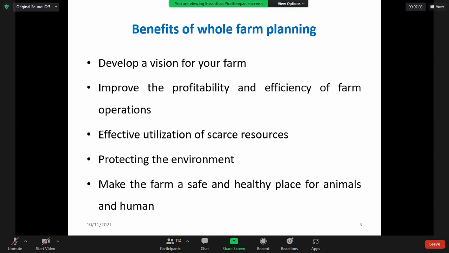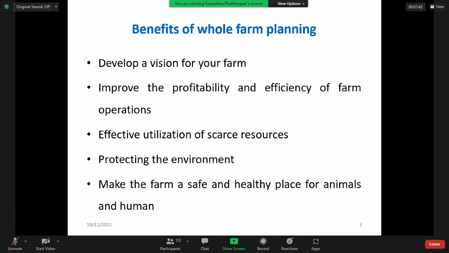So we can plan how we can access those resources and how we can maintain them, or allow the resources to renew. According to the resource capacity or availability, we can utilize them in an efficient way. The fourth one is protecting the environment. In the farm plan, we should have good drainage facilities, wastewater management, or a manure management system to maintain our environment.